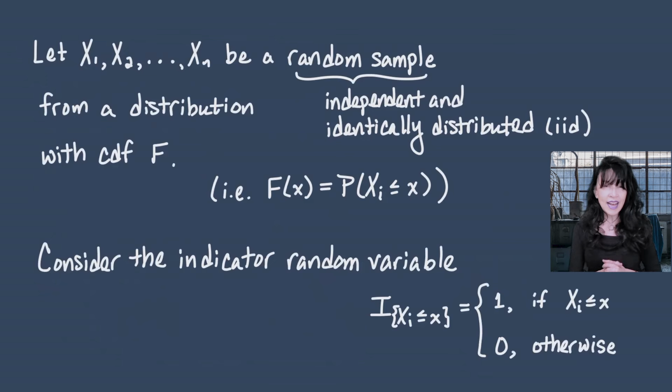Now, because Xi is unknown to us and a random variable yet to be observed, the value of this indicator is unknown to us and yet to be observed. So it itself is a random variable. And this is the key piece of how we're going to write down a formula for the empirical distribution function.